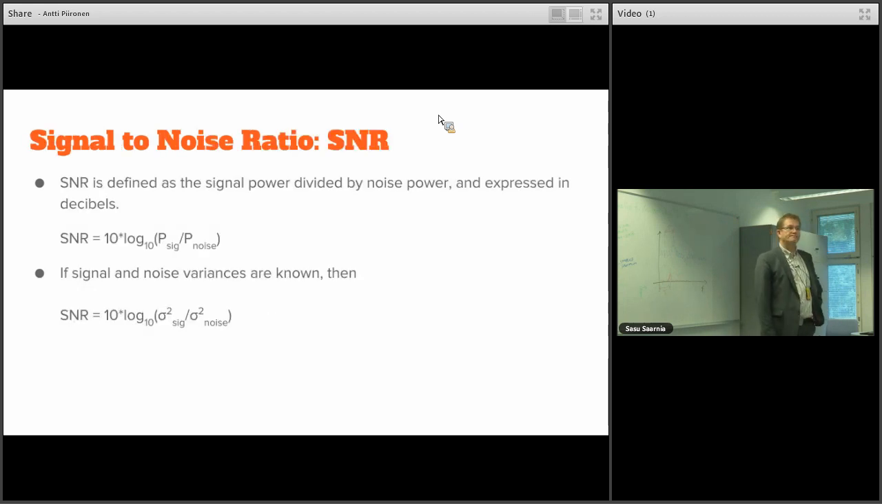More definitions. Earlier we had the quantization signal to noise ratio.